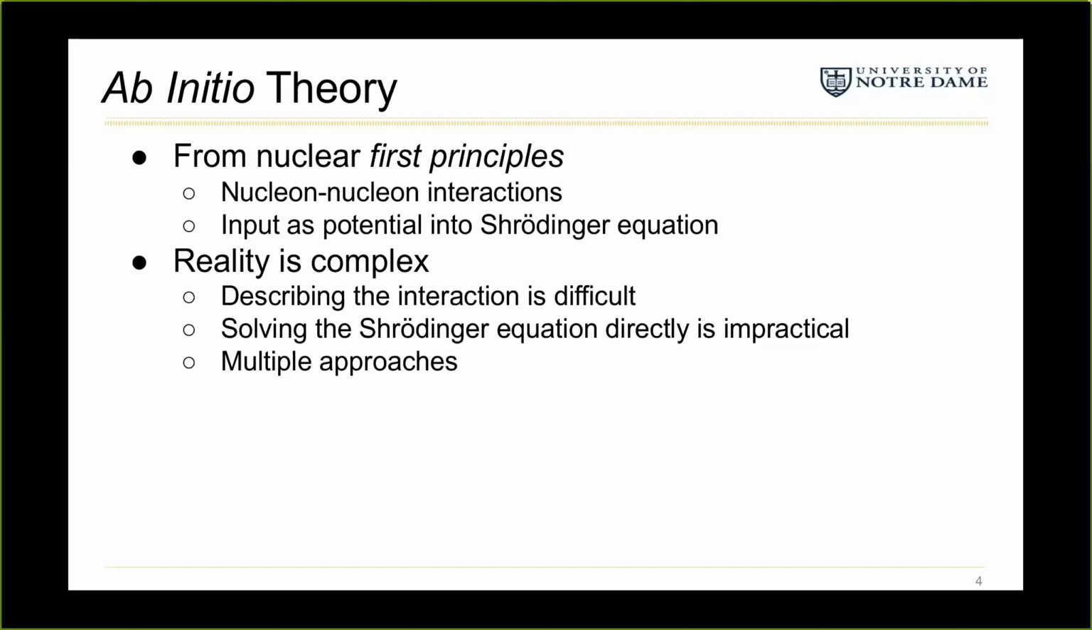But as it turns out, reality is pretty complex. Describing the interaction is quite difficult. As I think most of us know, the interaction between nucleons comes from the quarks and gluons inside the nucleus. It's a resultant force. And as of right now, it can't be described without having to normalize or make comparisons to experiments. So that adds an additional layer of difficulty into creating these interactions. Solving the Schrodinger equation directly also is impractical.